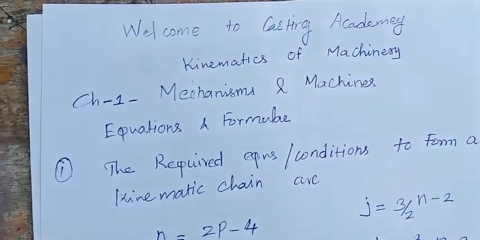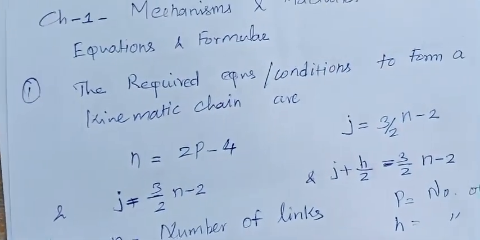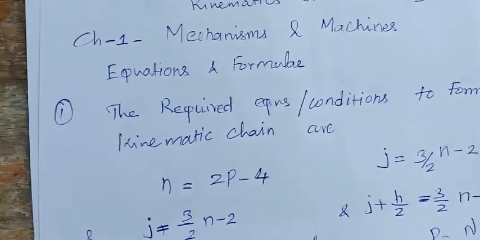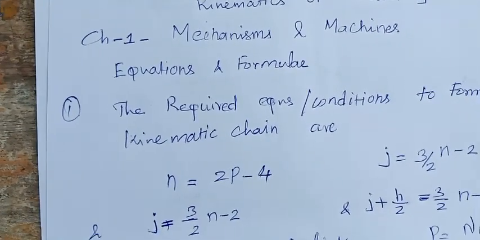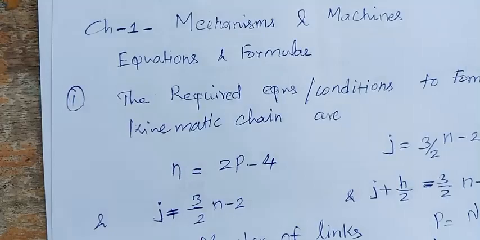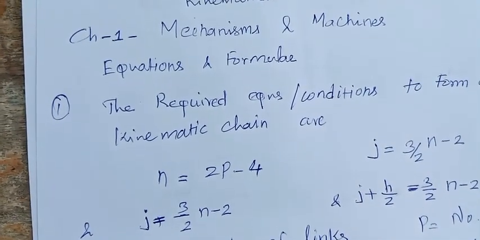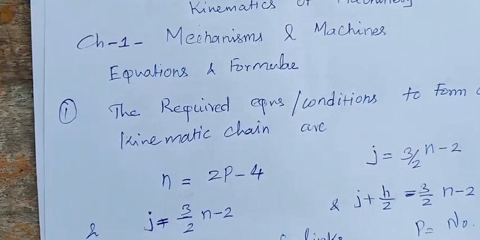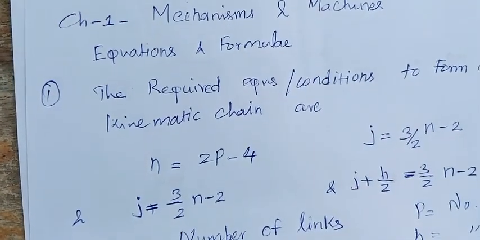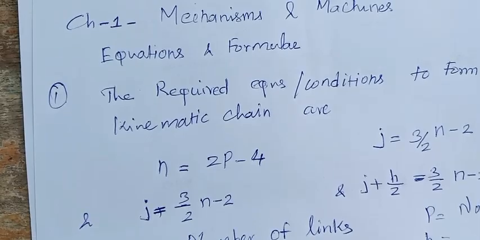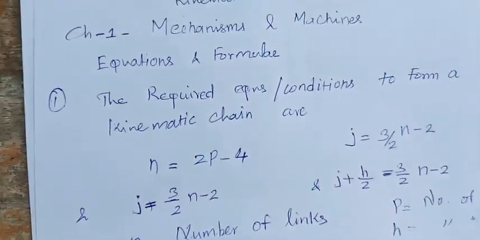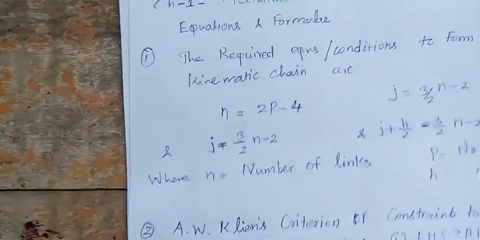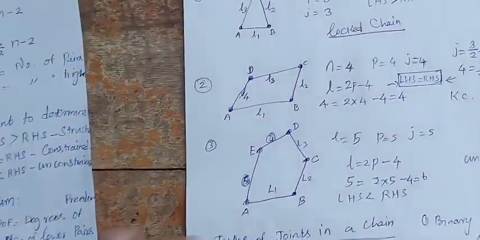Number 1, the required equations or conditions to form a kinematic chain are: n equal to 2p minus 4, j equal to 3 by 2 n minus 2, and j plus h by 2 equal to 3 by 2 n minus 2. Here, first of all, we consider what is a kinematic chain.